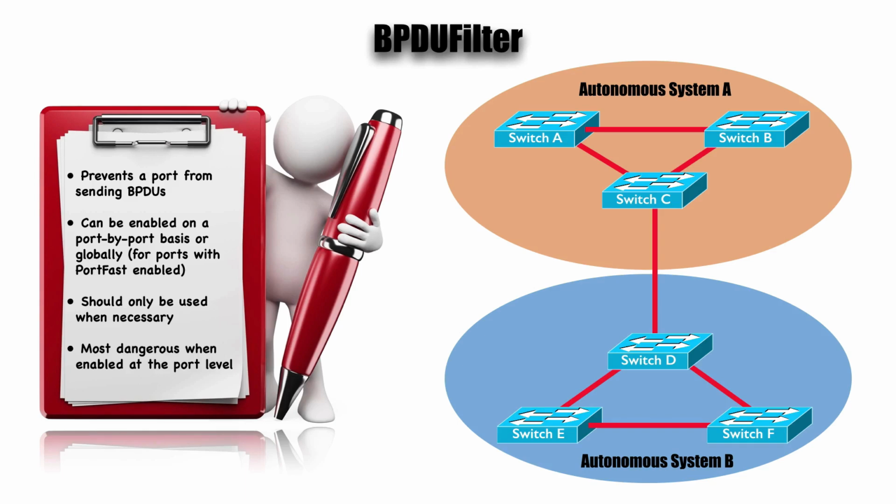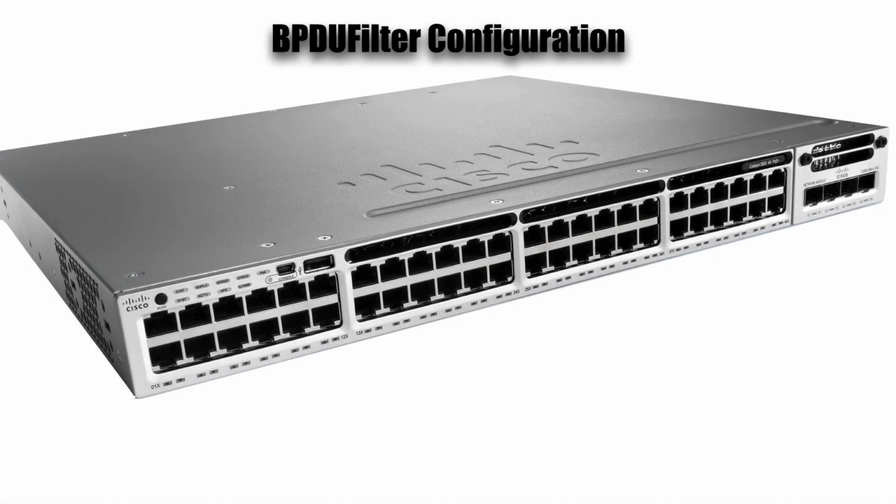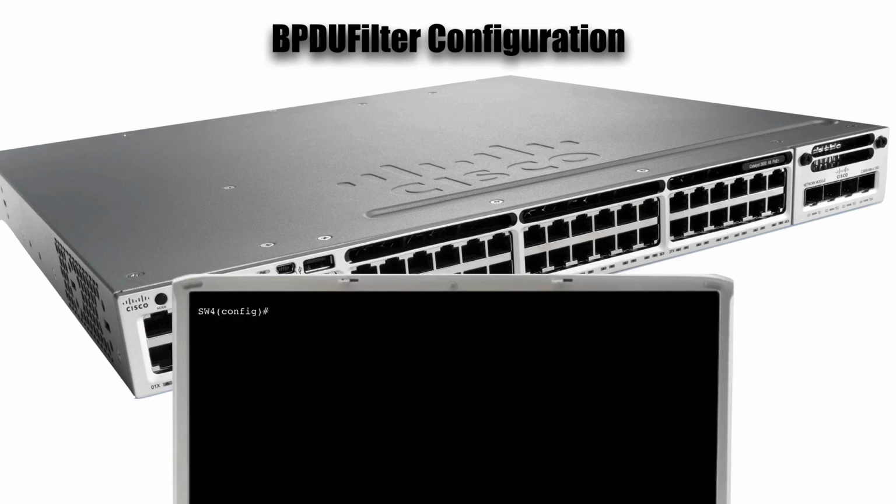But you might have an occasion in your topology to say, yes, I want to filter BPDUs flowing between maybe different autonomous systems. For example, switch C, if it tries to send a BPDU down to switch D, it's going to be suppressed because we've applied a BPDU filter to switch C. Here's how we can set it up. Remember, we can set it up at the port level, which is considered the most dangerous, or globally. Let's see first how to do it at the port level.